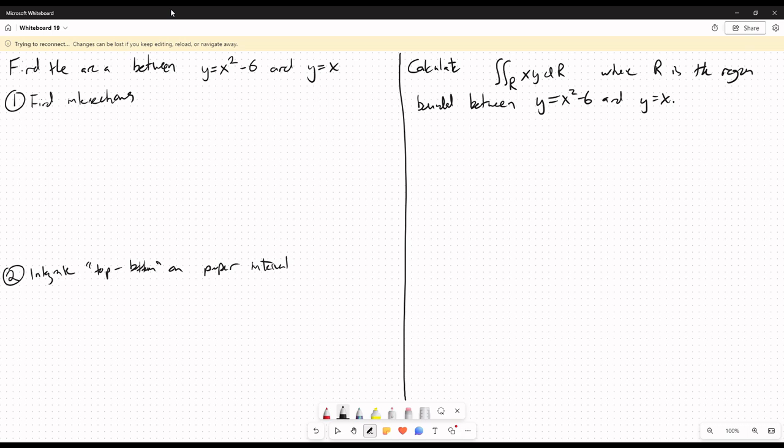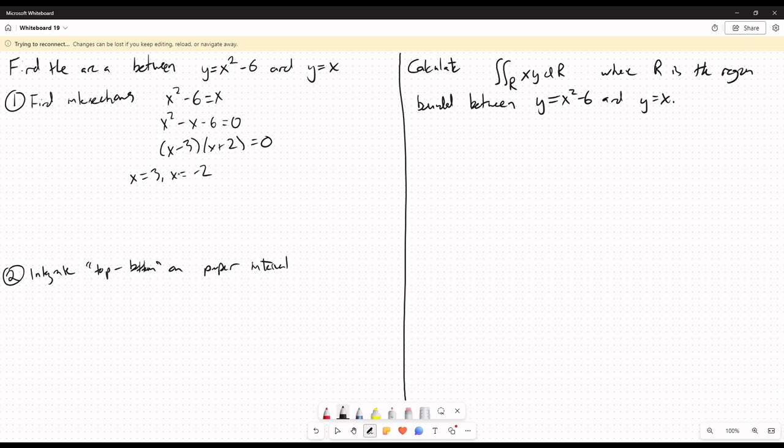To find these intersections, I know y equals x squared minus 6. I know y equals x. So let's just set x squared minus 6 equal to x. That gives me a nice little thing that I can solve. Maybe I'll move x to the other side. And oh look, it looks like I can factor this into x minus 3 times x plus 2. And we see that my intersection points are at x equals 3 and x equals negative 2.